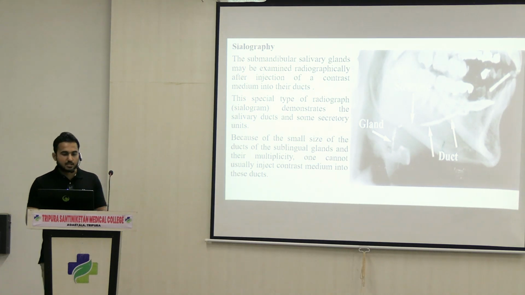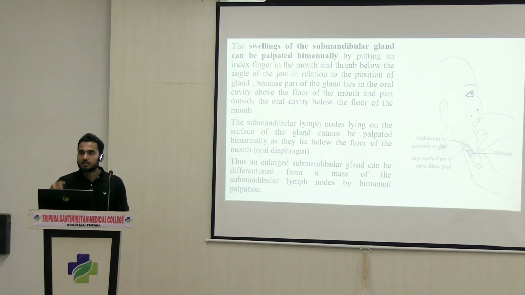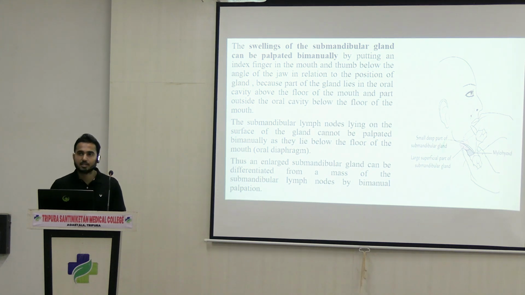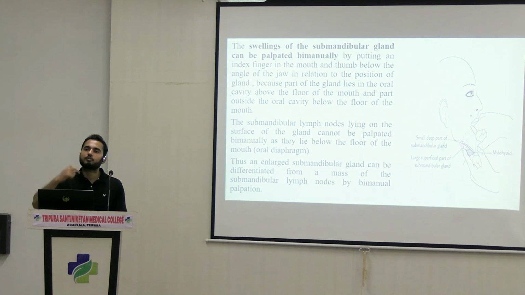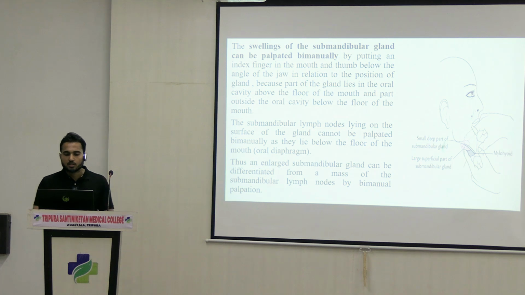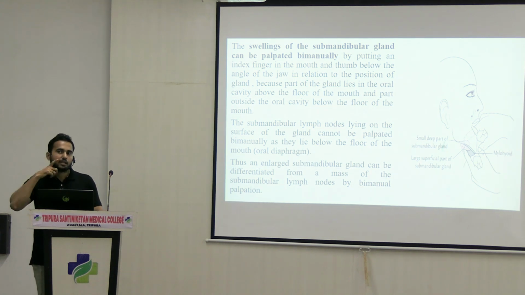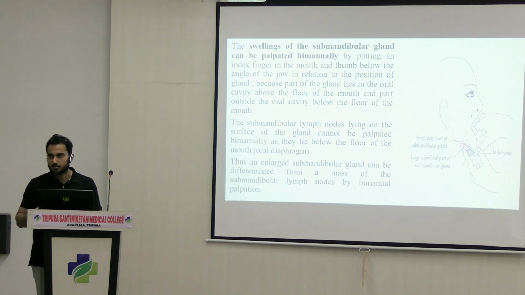Lastly, the submandibular salivary glands can be palpated. Now this is very important. As you can see in the diagram, you put the index finger inside the oral cavity into the floor of the mouth, and the thumb you place below the angle of the jaw. Like this, you press, and then if you palpate, you can feel the gland.